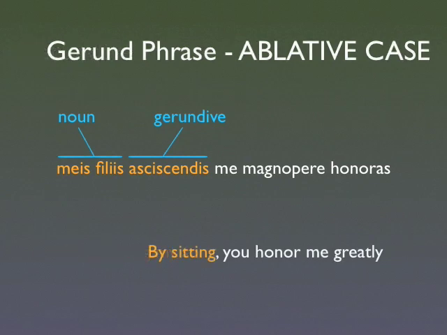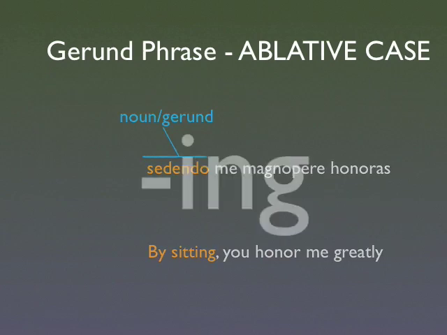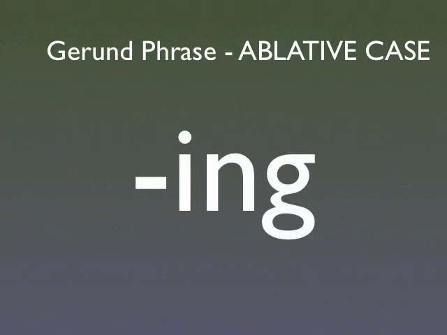By sitting, you honor me greatly. Sedendo me magnopere honoras. Here's a treat. Instead of using the gerundive, we use the gerund. It becomes a noun, and just like the gerundive, it's translated with -ing. The gerund is used in the same situations as the gerundive, minus the passive periphrastic. Here are some more examples of these two types of grammatical situations.